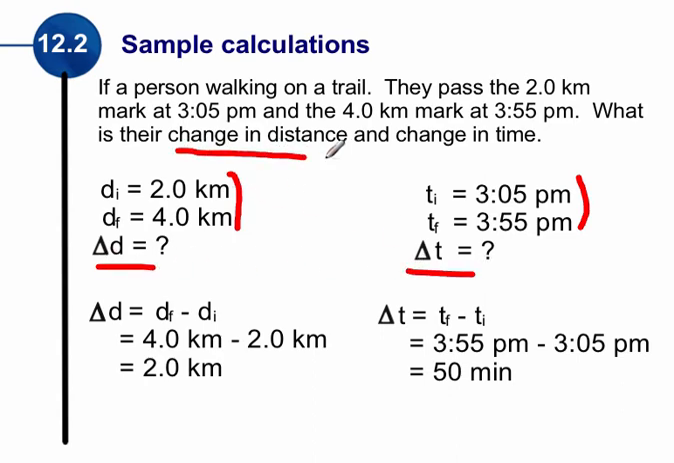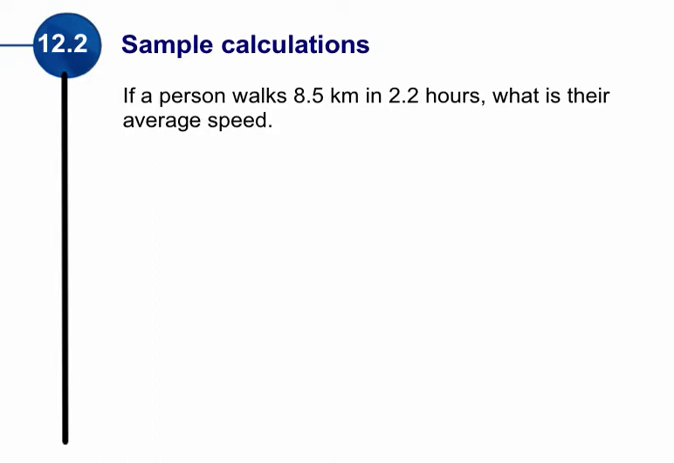Find the change in distance and the change in time. Let's look at another example. If a person walks 8.5 kilometers in 2.2 hours, what is their average speed?